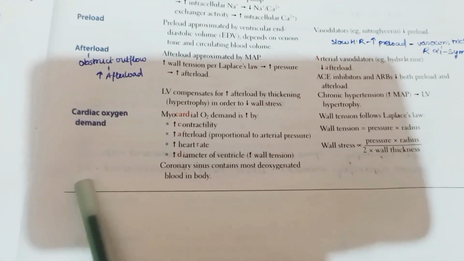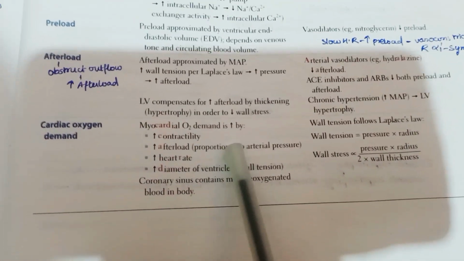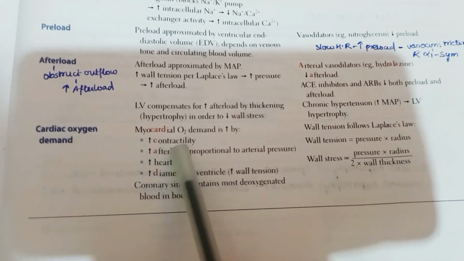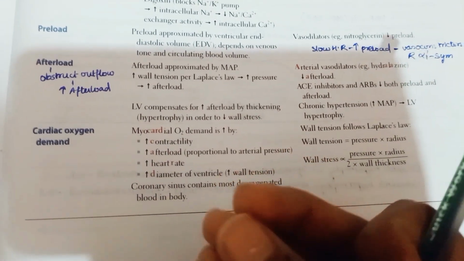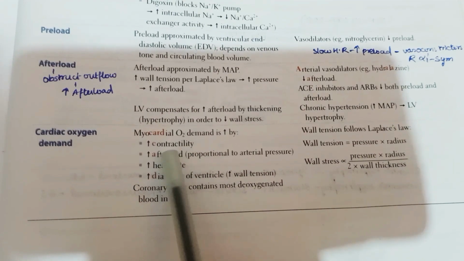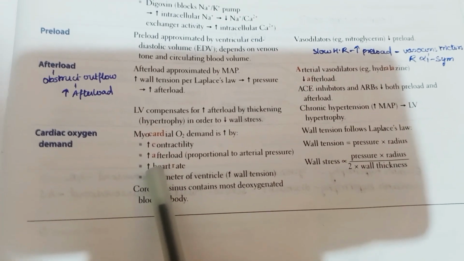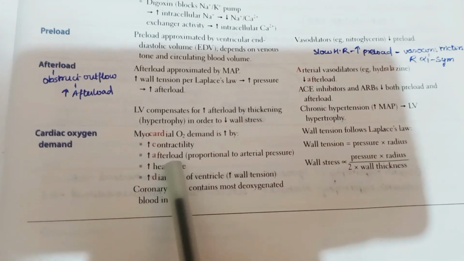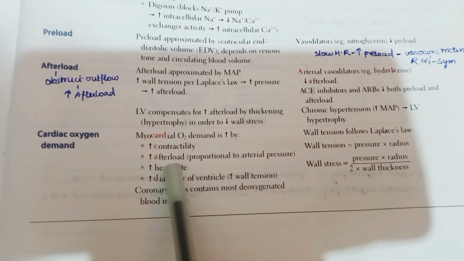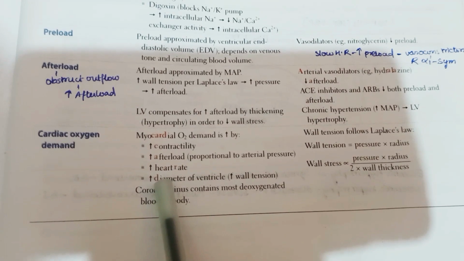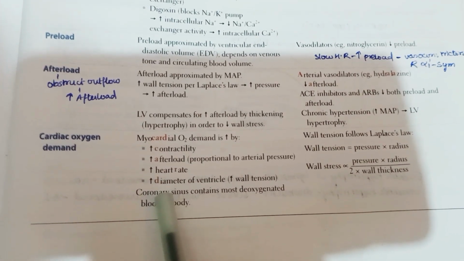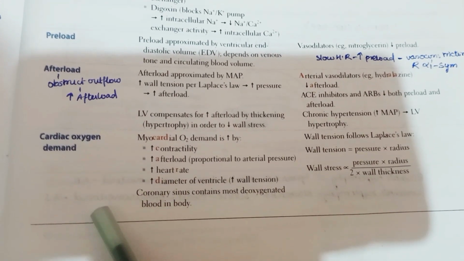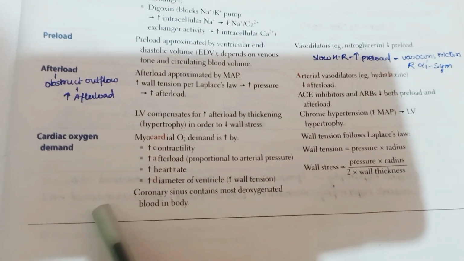Now coming to cardiac oxygen demand, that is myocardial oxygen demand is increased by increase in contractility, of course, because now the heart needs to do more contraction work, so it needs more oxygen. And when there is more afterload, the heart needs to pump against that systemic pressure, so also it requires more oxygen. And whenever there is more heart rate, more oxygen is required. Whenever there is increase in diameter of the ventricle, then also more oxygen is required.